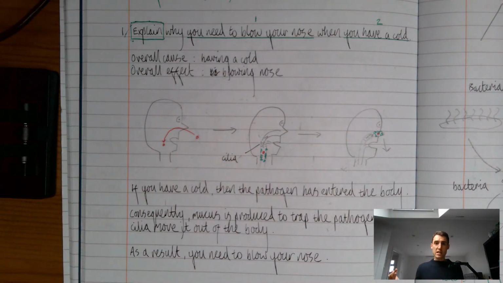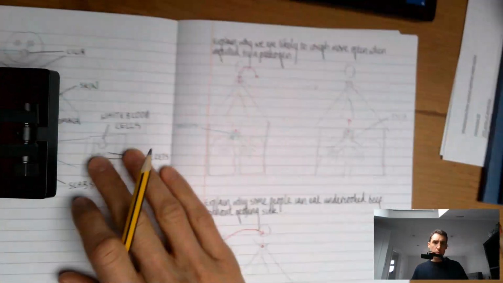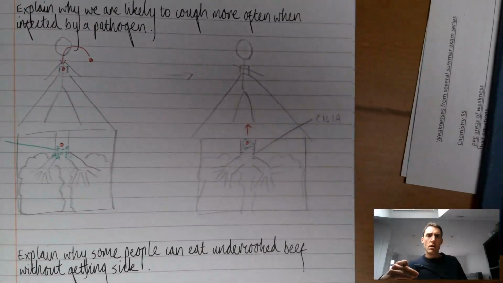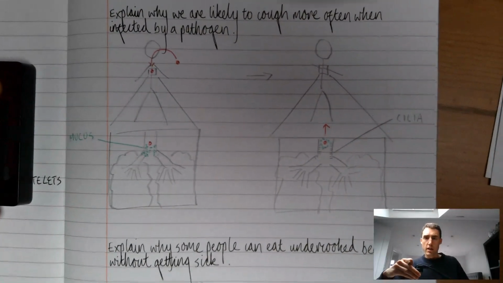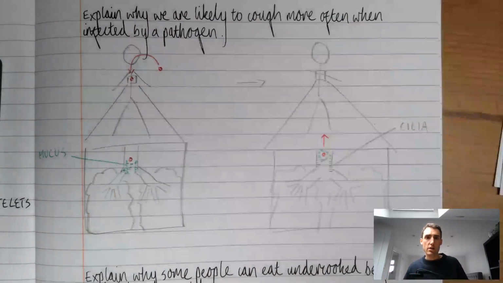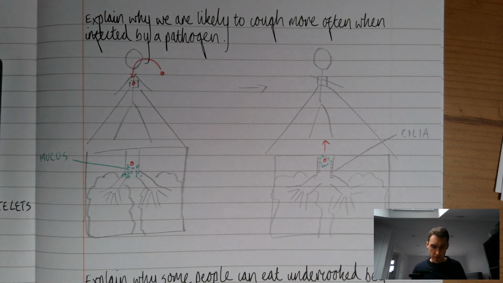So that's just a really simple example of how you can just sketch a few diagrams to support students in constructing an answer to this. And I thought I'd show you a couple of other examples, which are also actually in the slides. So the first one: explain why we're likely to cough more often when infected by a pathogen.